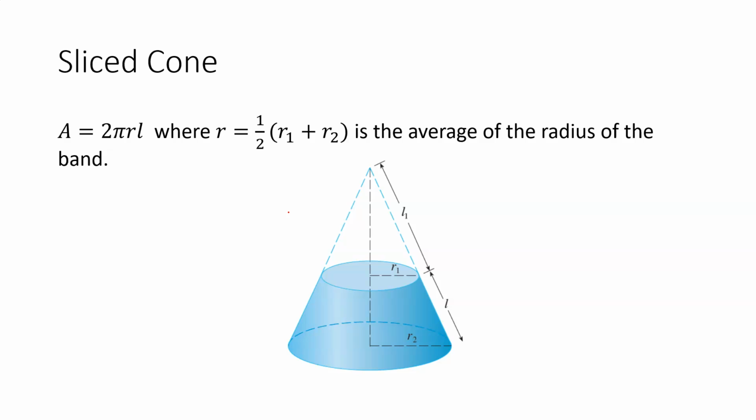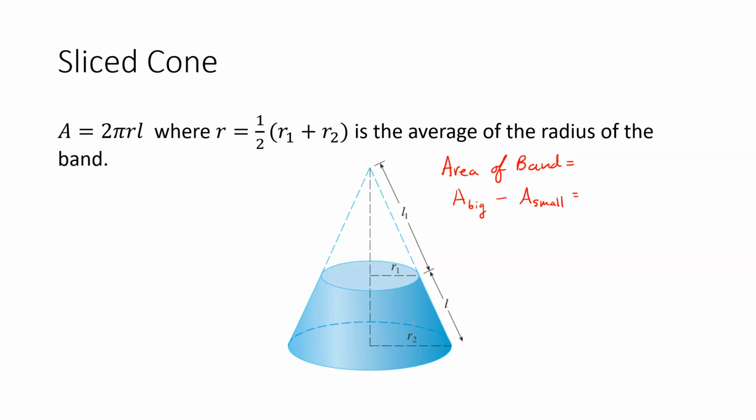Now let's consider slicing our cone at some point, which creates a band. To find the area of the band, we'll take the area of the bigger cone and subtract the area of the smaller cone at the top. So the bigger cone, of course, would be the entire thing, and then I'm slicing off the top cone there, so we'll call that the smaller cone.